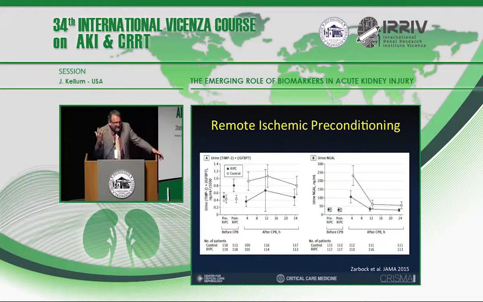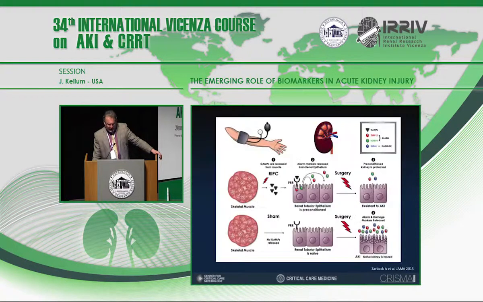The kidney sniffs that. It senses it. The kidney knows that there's something going on in the body that's abnormal and reacts to that by release of these biomarkers, where injury biomarkers like urine NGAL don't change at all until there's an actual injurious stimuli to the kidney. So this is what the model looks like.